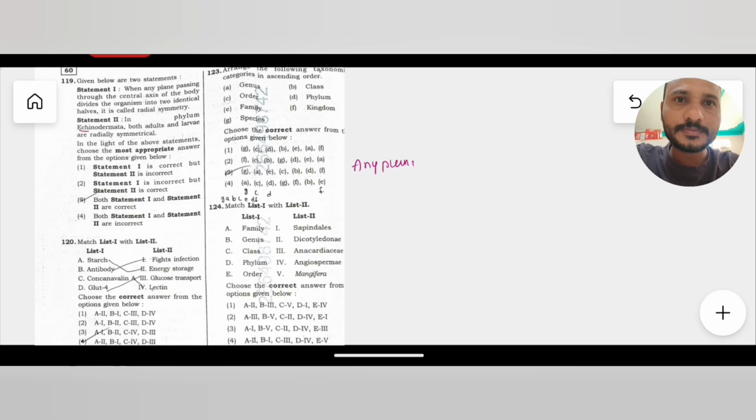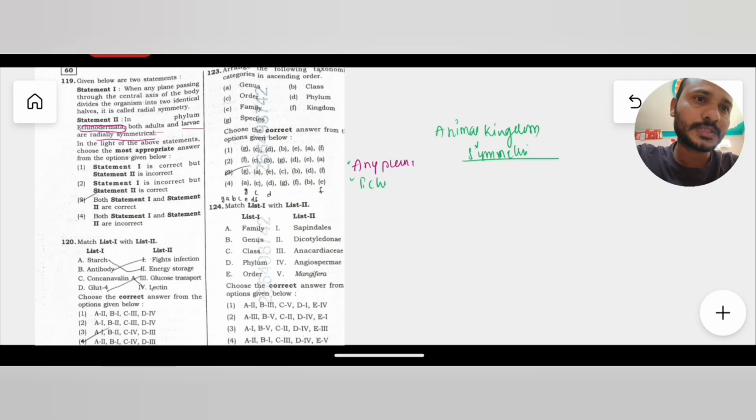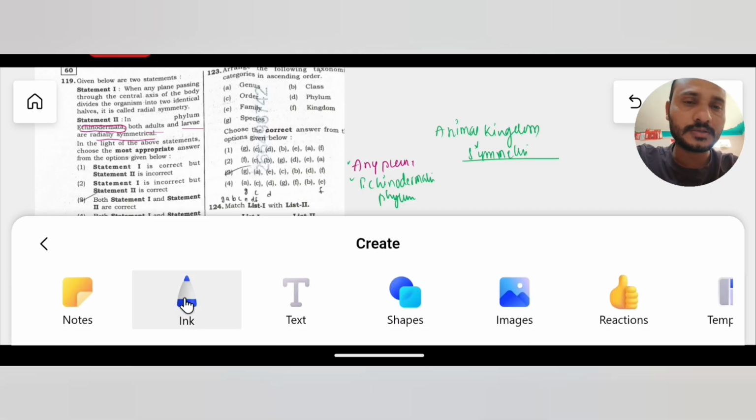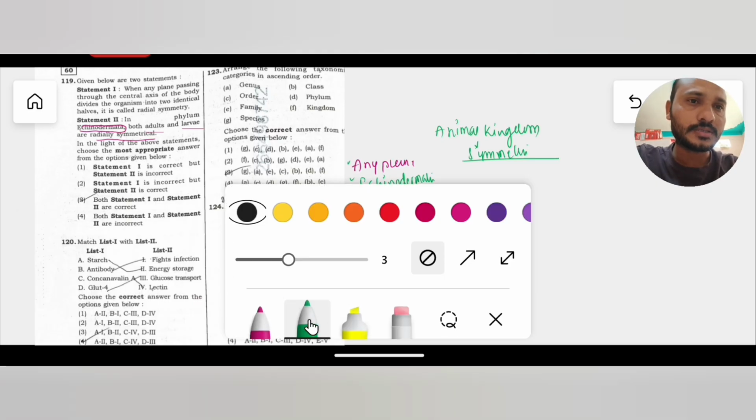Statement 2: In phylum Echinodermata, both adult and larva Echinodermata show radial symmetry. These questions come from the animal kingdom, mainly focusing on symmetry, and the focus organism is phylum Echinodermata. Let's discuss what exactly symmetry is and what the types of symmetry are.